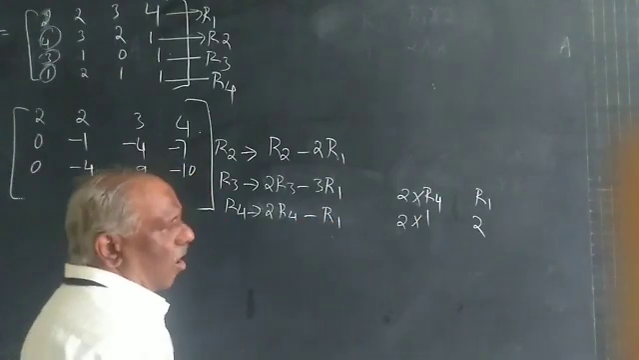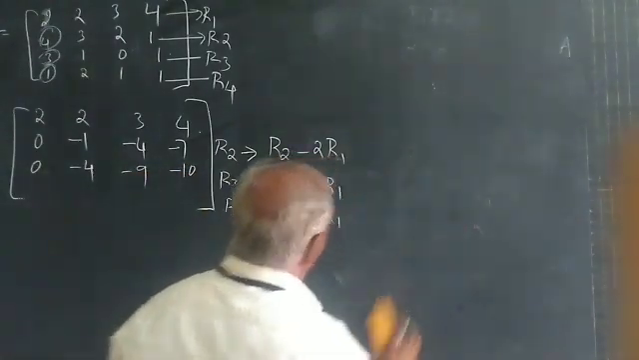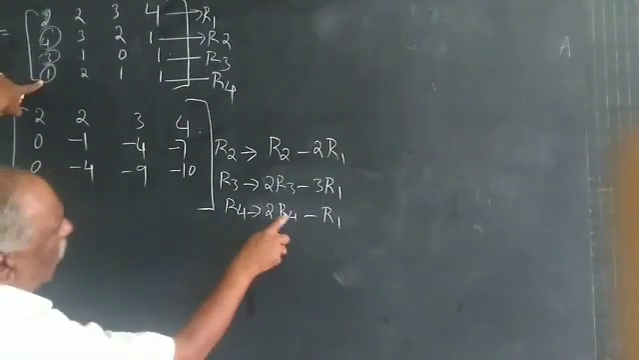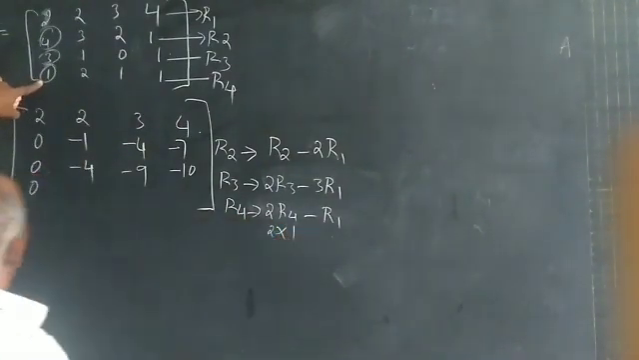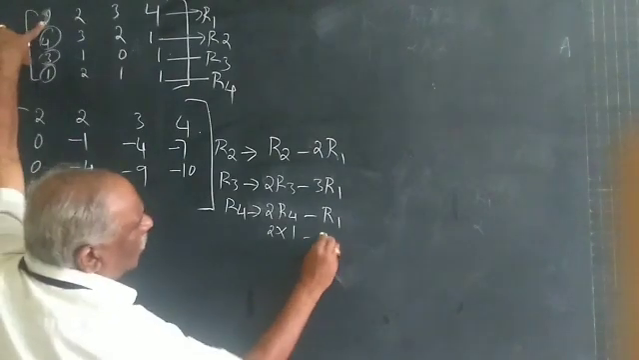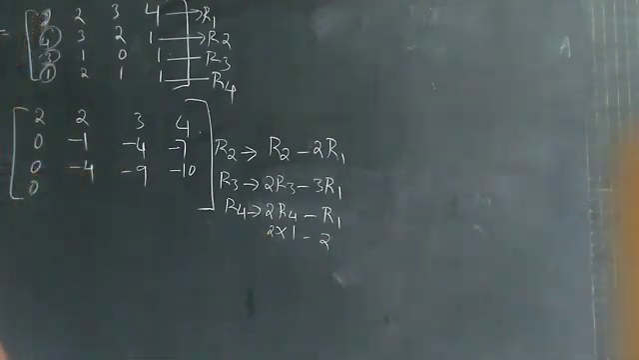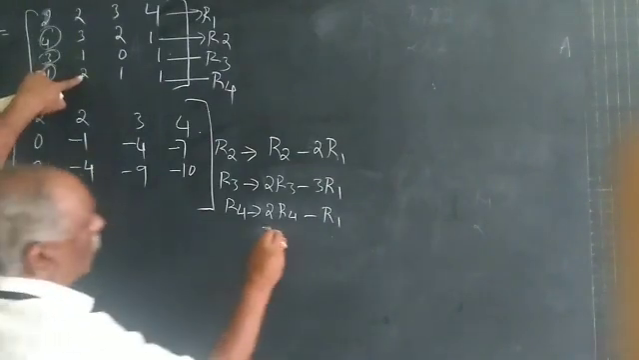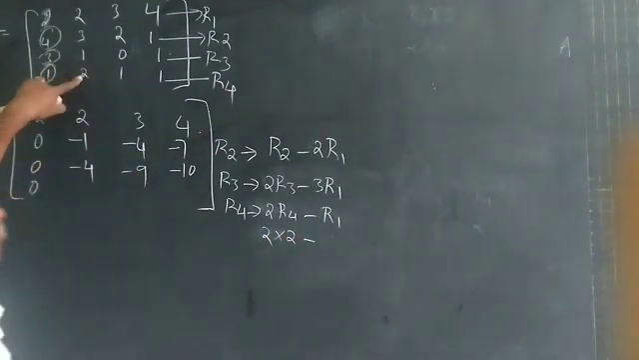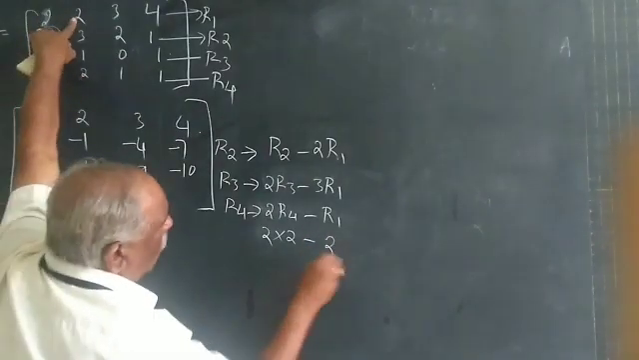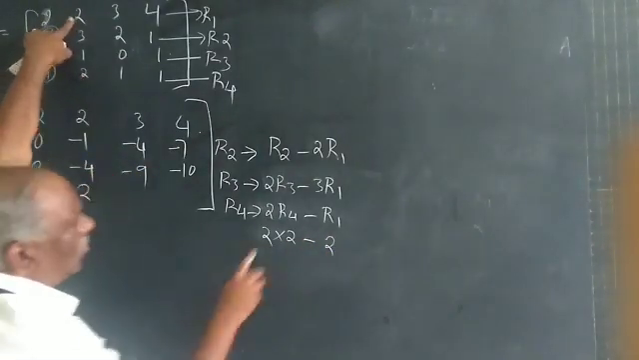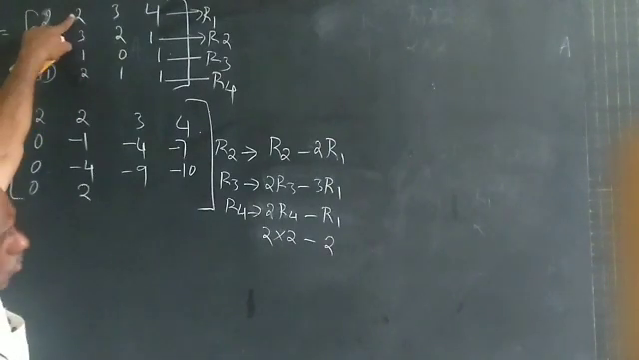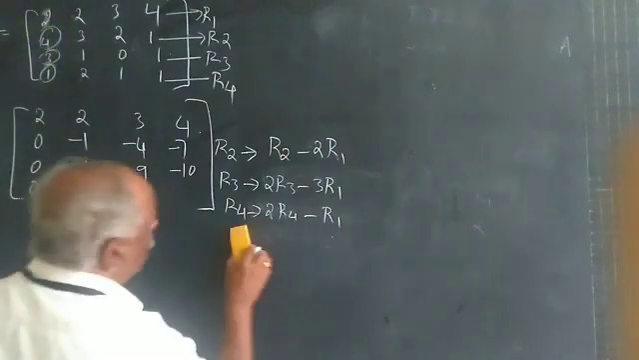2R4 minus R1. So by this row operation, the first entry automatically becomes 0. What is R4? Again, 2 into 1 minus R1, 2 minus 2, that is 0. Next number, 2 into R4, 2 into 2 minus R1, 2, 4 minus 2, 2.